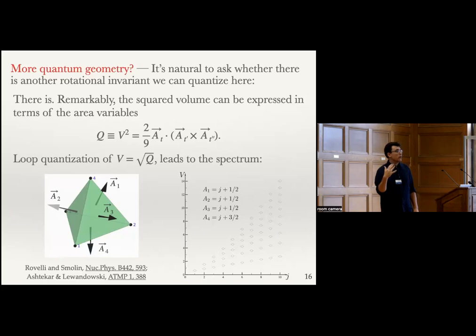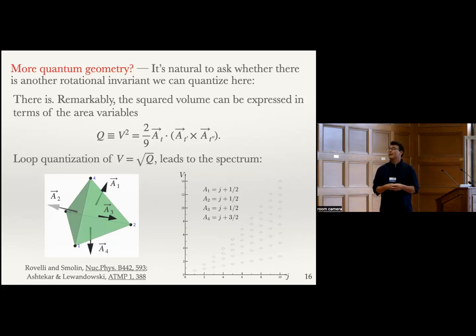We can ask if there's more quantum geometry. Can we do more than that? And indeed you can. It's a surprising but elementary fact that the volume squared of our tetrahedron is expressible in terms of the triple product of area vectors. If you want to derive this for yourself, it's not hard at all. You just start with the usual formula that the volume of a tetrahedron is 1/6 the triple product of the edge length vectors, and you re-express the areas in terms of those edge length vectors, and you'll be able to find this formula directly.